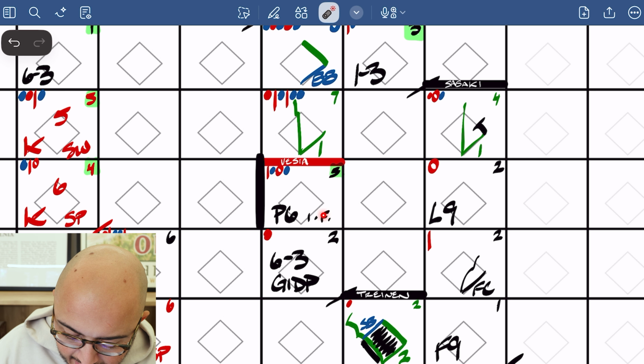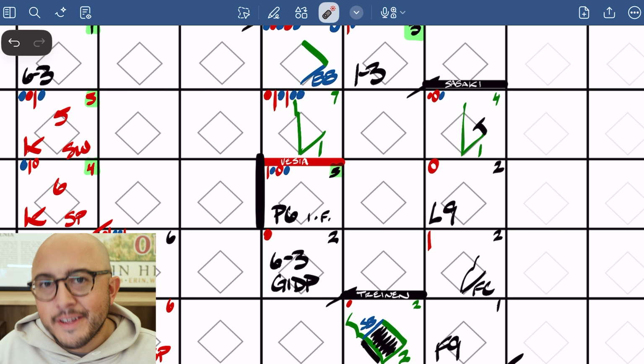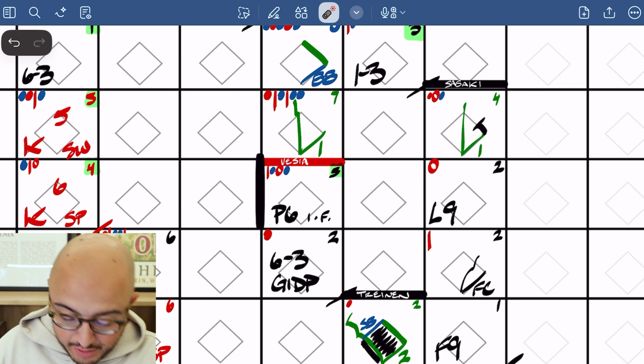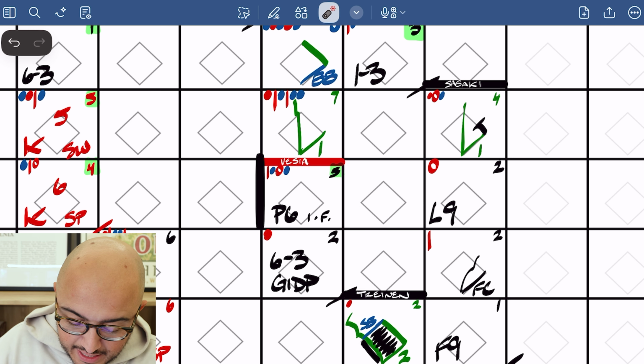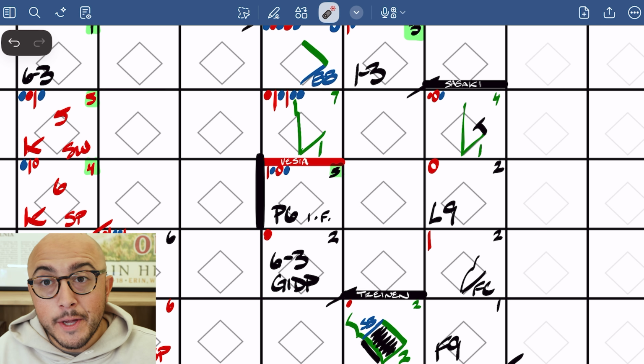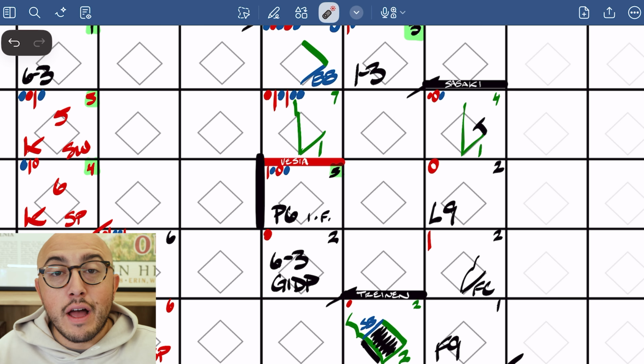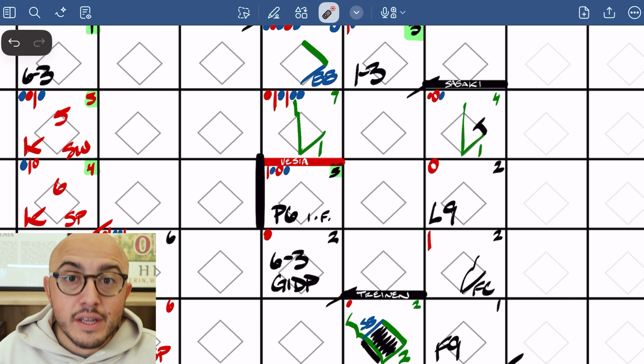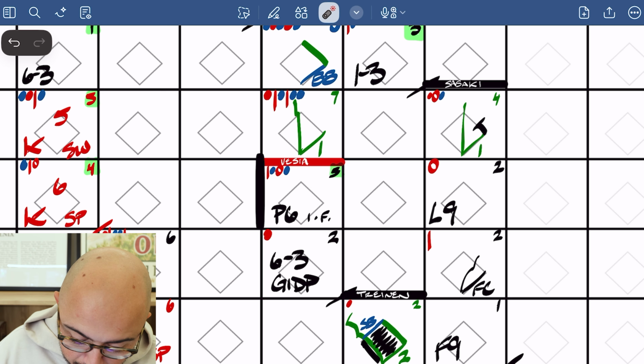P6, IF. Think for a moment. IF, infield fly. Because there are runners on first and second, we always denote where the runners are going. That means infield fly rule is in effect. The ball didn't leave the infield. Batter's automatically out. Then finally, 6-3 GIDP.